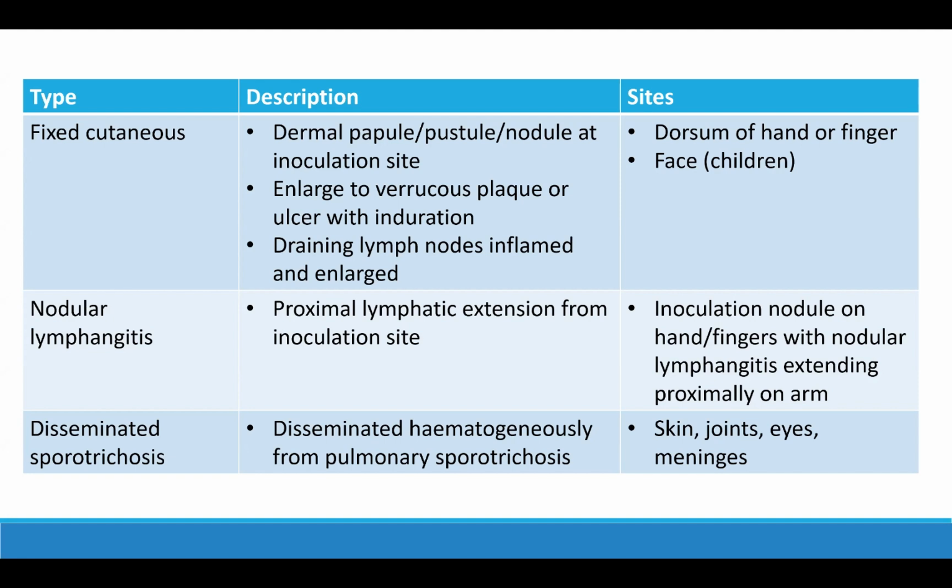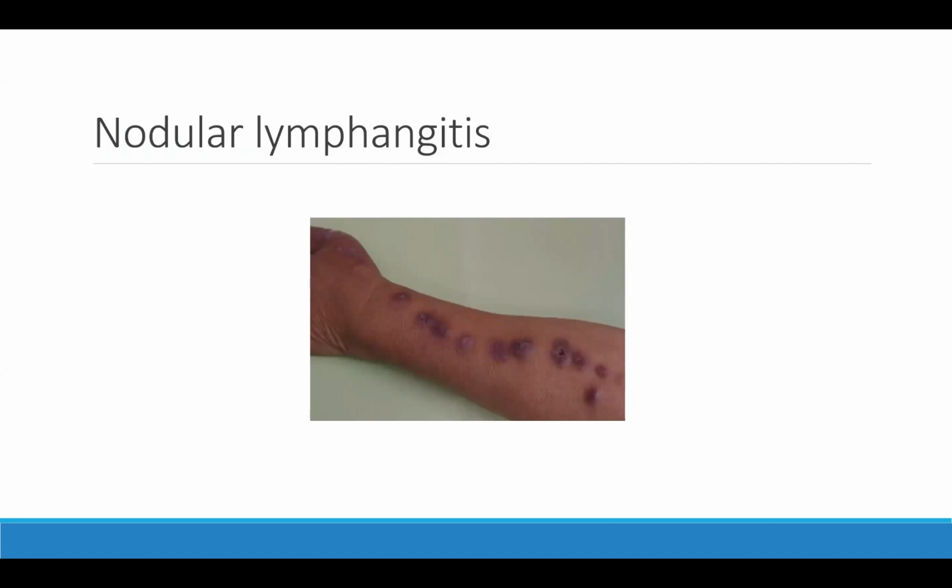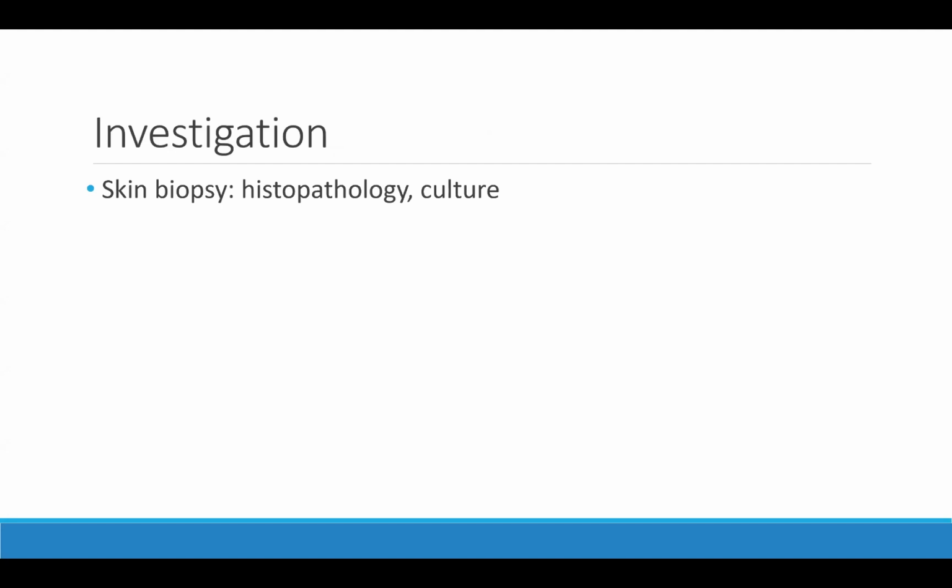Next, you have nodular lymphangitis, in which there is proximal lymphatic extension from inoculation site. And here you see an inoculation nodule, often on the hand or fingers, with nodular lymphangitis extending proximally on the arm. Lastly, for disseminated sporotrichosis, this is due to hematogenous dissemination from pulmonary sporotrichosis, and it can affect the skin, joints, eyes, and meninges. This is a picture of a patient with nodular lymphangitis in sporotrichosis. Investigation: skin biopsy for histopathology as well as culture.